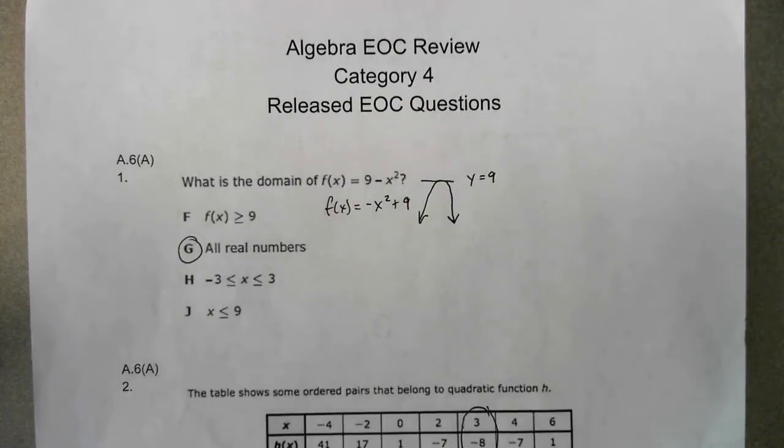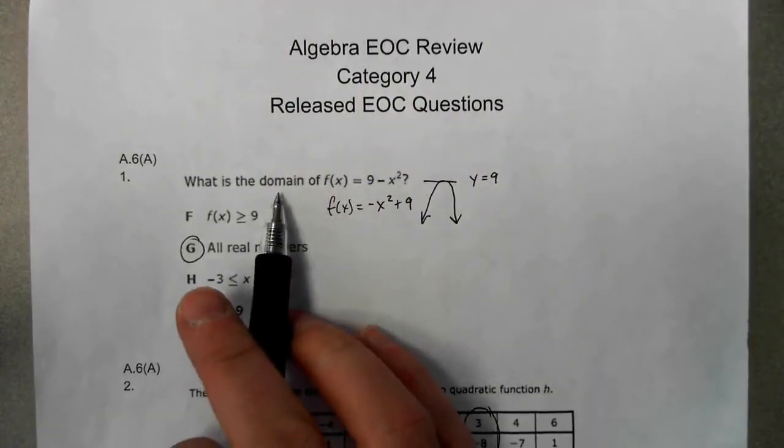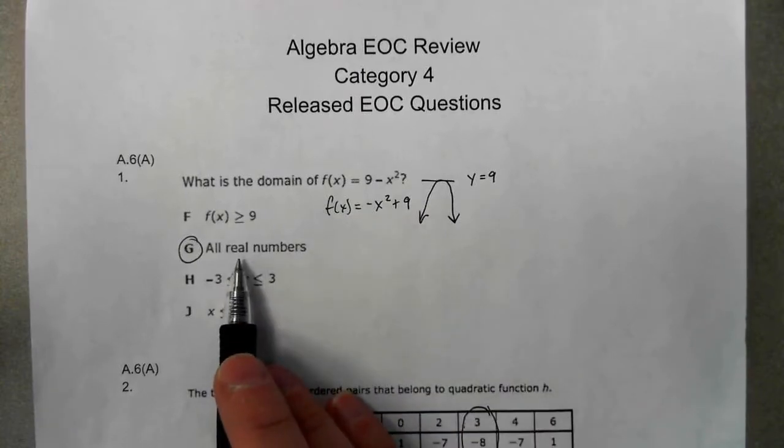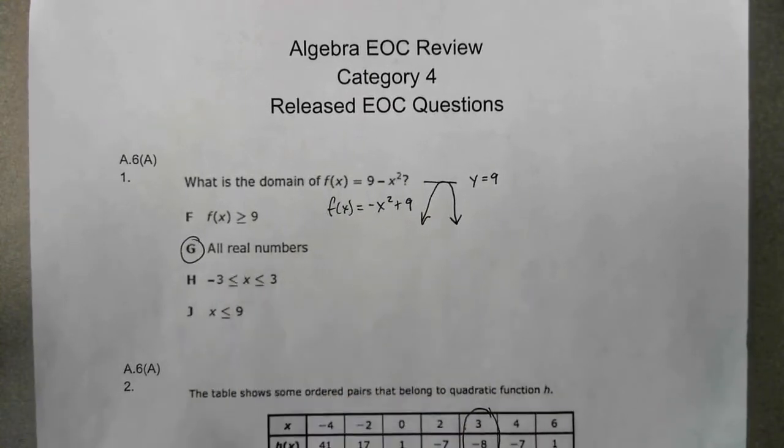So looking at question number 1, it says, what is the domain of f of x equals 9 minus x squared? Now remember, domain represents the x values. So if they're just graphing this, my domain will be all real numbers. No matter what, unless it's a situation, the domain will be all real numbers.